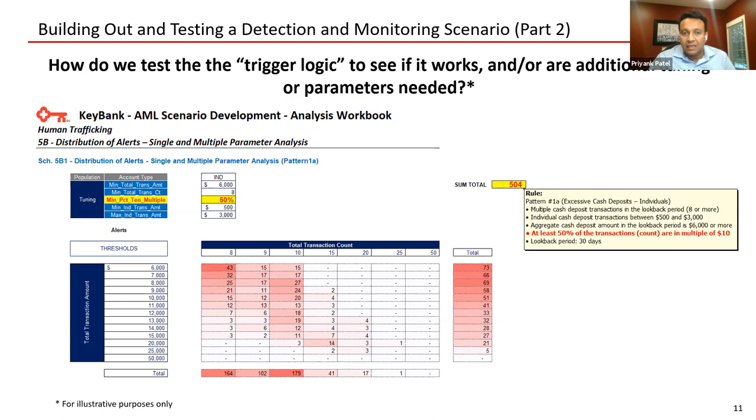And that's what we do: we take some samples, go into them, and determine whether there are any additional criteria that we want to add that ultimately help us to further refine this typology. So this is the typical process we follow. Again, it requires a lot of judgment, a lot of subject matter expertise, and investigation experience.